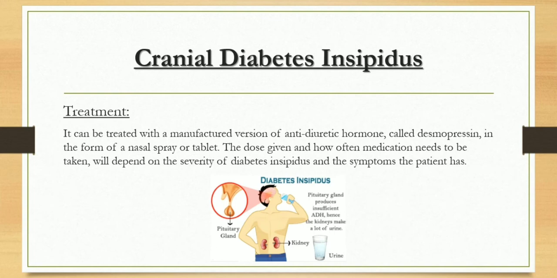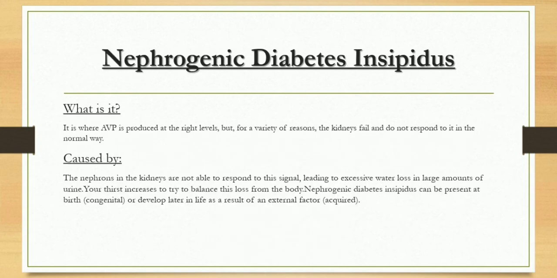Cranial diabetes insipidus can be treated with a manufactured version of antidiuretic hormone called desmopressin in the form of a nasal spray or tablet. The dose given and how often medication needs to be taken will depend on the severity of diabetes insipidus and the symptoms the patient has.